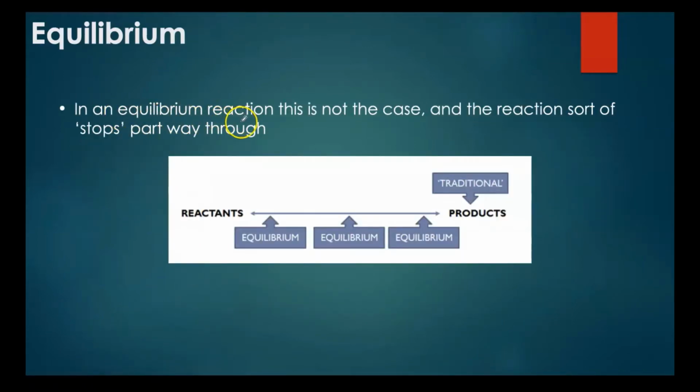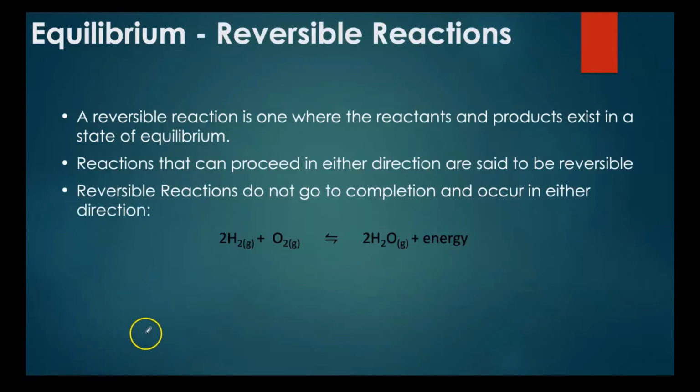In an equilibrium reaction, this is not the case. It's a little bit different. The reaction sort of stops partway through and reaches an equilibrium. A reversible reaction is one where the reactants and products exist in a state of equilibrium.